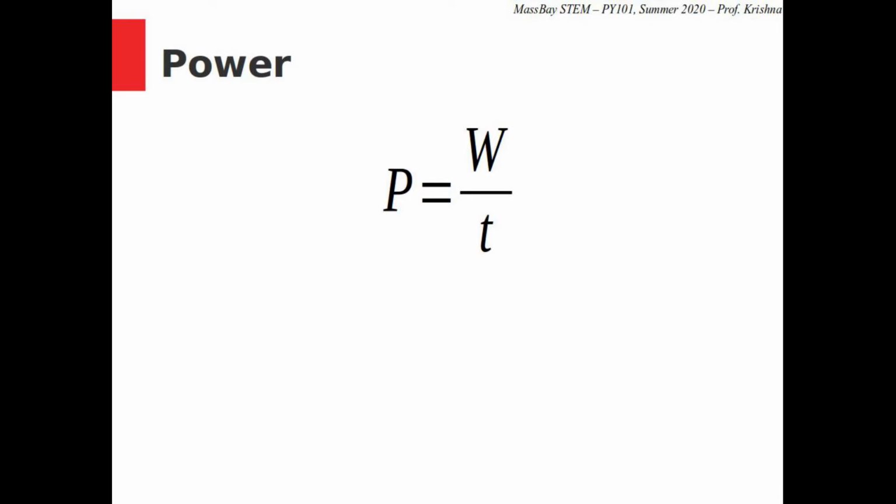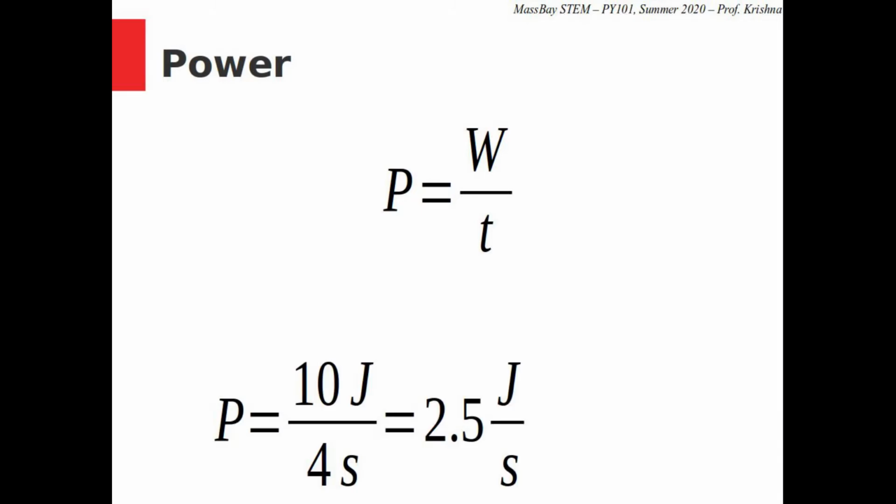Power is calculated as work divided by time. For instance, if you do 10 joules of work over 4 seconds, the amount of work done is 2.5 joules per second. Again, it's a little cumbersome to keep saying joules per second, so we'll use the unit watts. 1 watt is 1 joule per second. Be careful not to confuse the capital W for watt with the capital W for work.